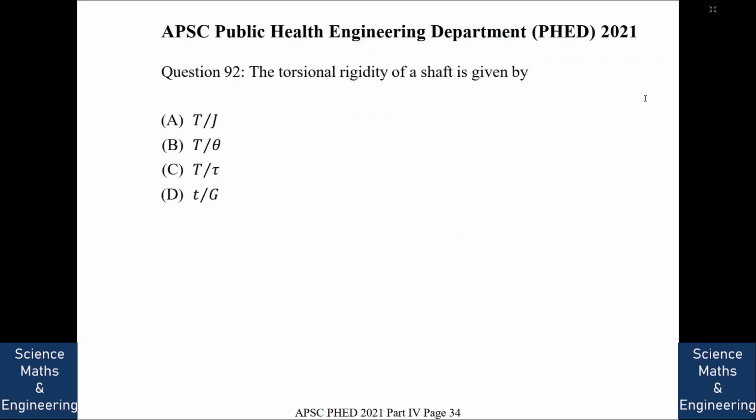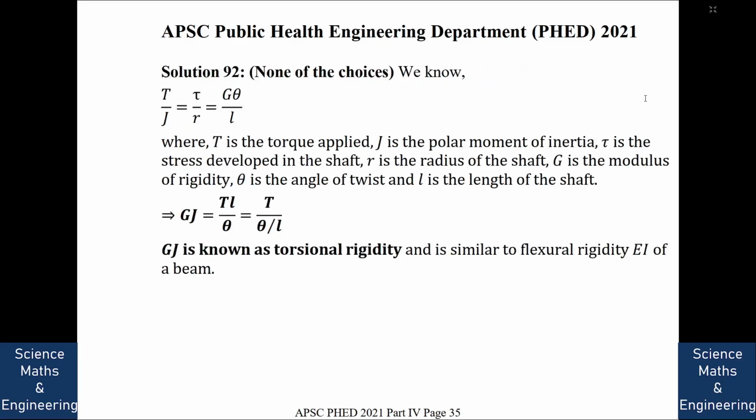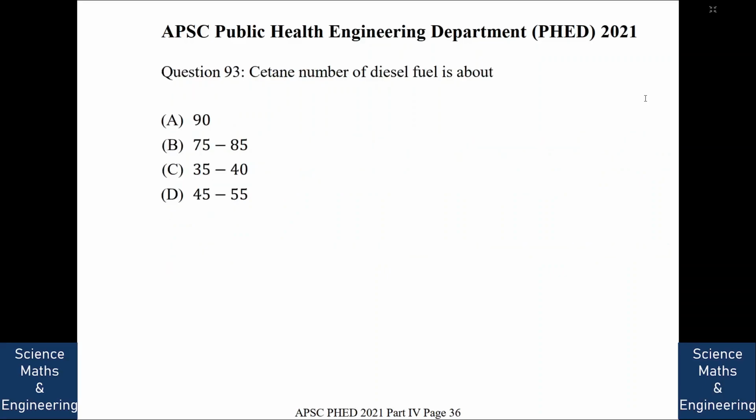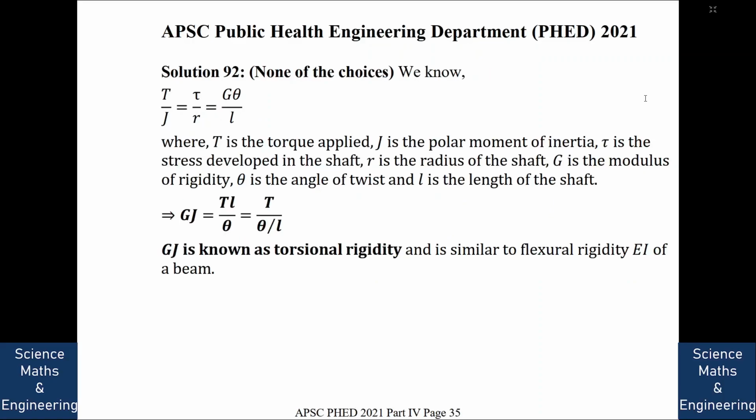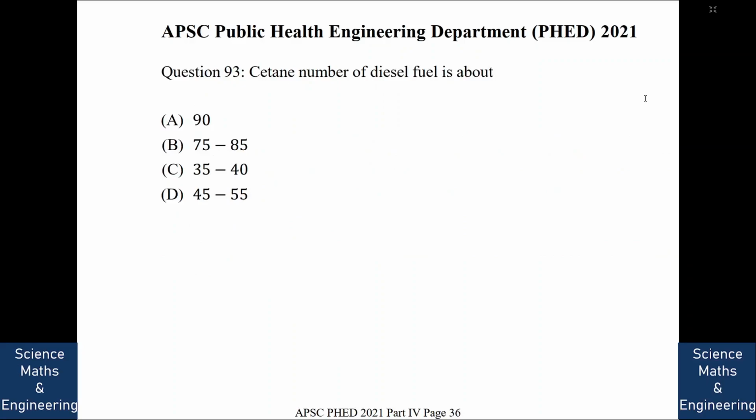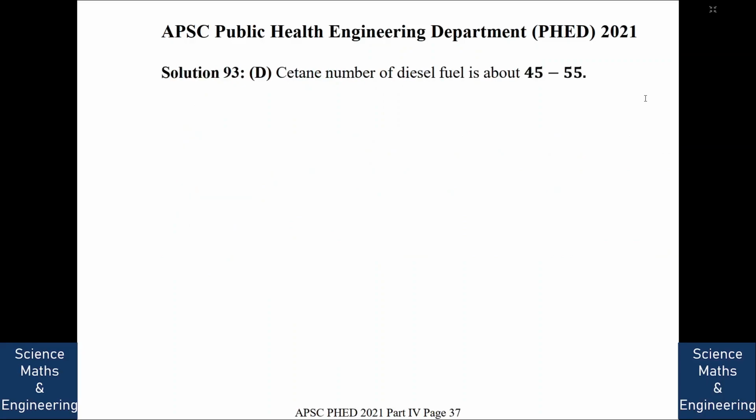However, from these options, if the theta or T is not defined here as what it is exactly, so if it is torque per length or like theta is the theta per L, then it would be T by theta. Otherwise, none of the choices is the correct answer. So we'll go to the next question. Cetane number of diesel fuel is about, so it is about 45 to 55. So we'll go to the next question.